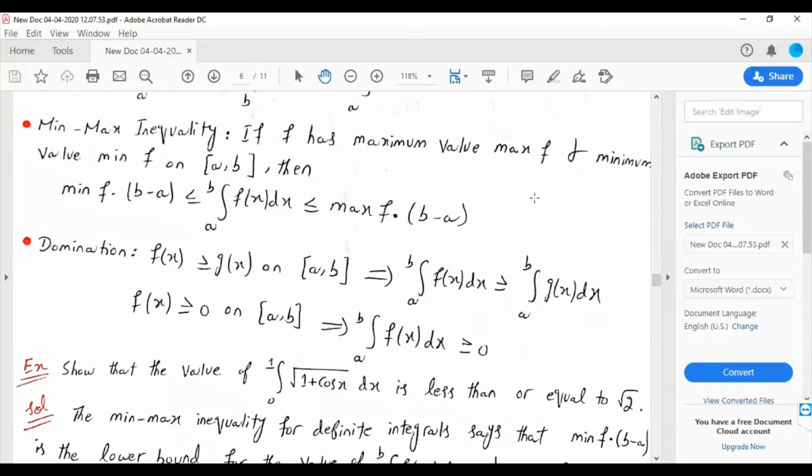Now comes the min-max inequality, that if a function has a maximum value capital F of x and a minimum value small f on the interval a b, then the integral of that function lies between the maximum and the minimum value. Here comes the domination: if the function f of x is greater than or equal to g of x on the closed interval a b, then the integral of f of x will also be greater than or equal to the integral of g of x.